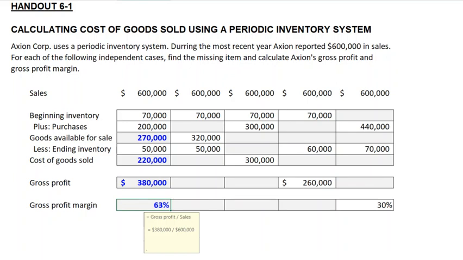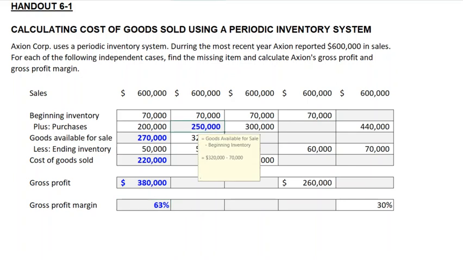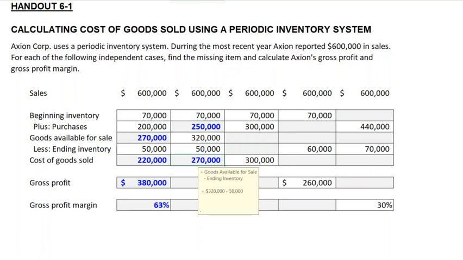Scenario 2, we're told the beginning inventory is $70,000 and we've got goods available for sale of $320,000. So that means during the year we must have purchased an additional $250,000 worth of merchandise. Now, if we've got $320,000 available for sale and $50,000 is left over at the end, that means $320,000 minus $50,000, or $270,000, is our cost of goods sold.